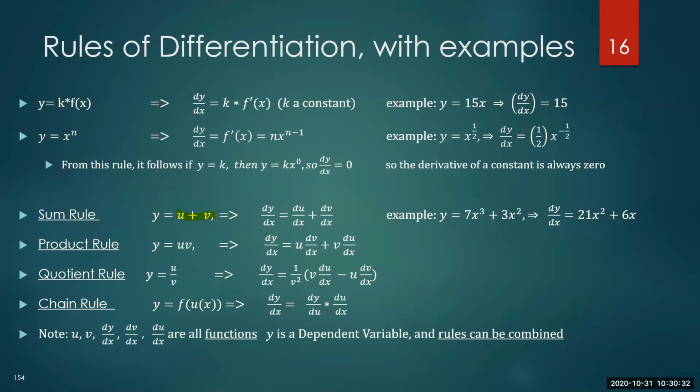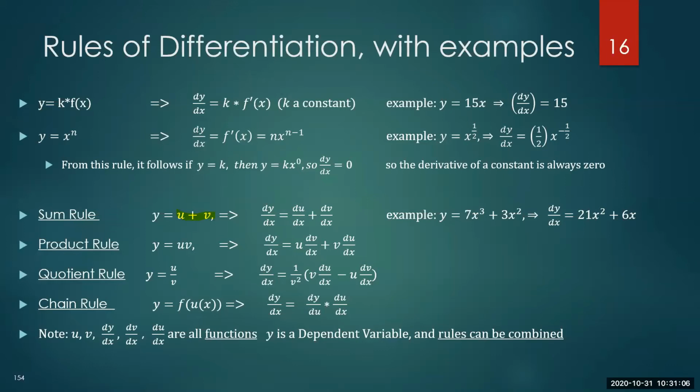And so at the bottom, I'm just noting what I've said already: u, v, dy dx, dv dx, du dx. These are all functions. y is a dependent variable, and rules can be combined. So when I say y is a dependent variable, y depends on the value of x. So x is what's called the independent variable. So you can change the value of x any way you want. And then when you apply the function f of x or u of x to x, and you get y, the value of y depends on the value of x.